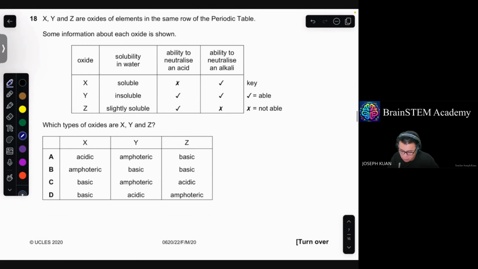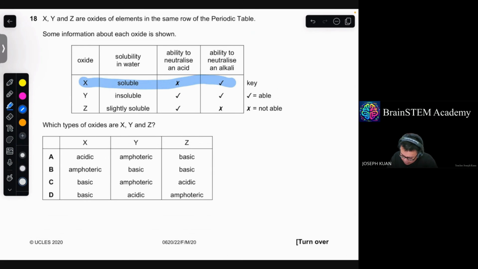Moving on to number 18. X, Y, and Z are oxides of elements in the same row of the periodic table. Some information about each oxide is shown. Which types of oxides are X, Y, and Z? All right. So for X, it is unable to neutralize an acid but able to neutralize an alkali, which means that it itself is actually an acid.